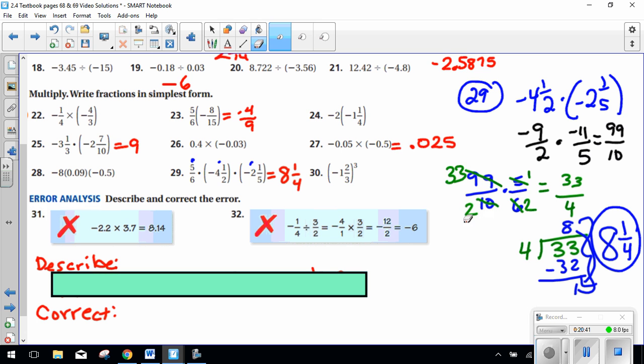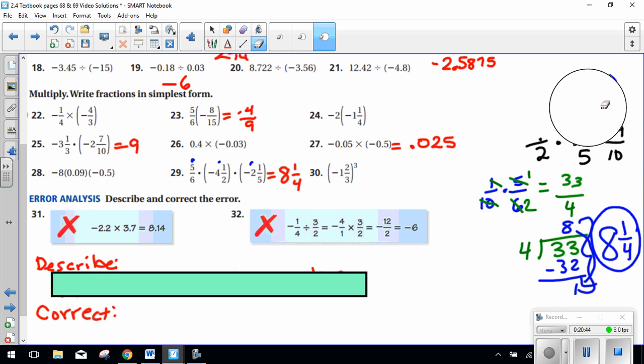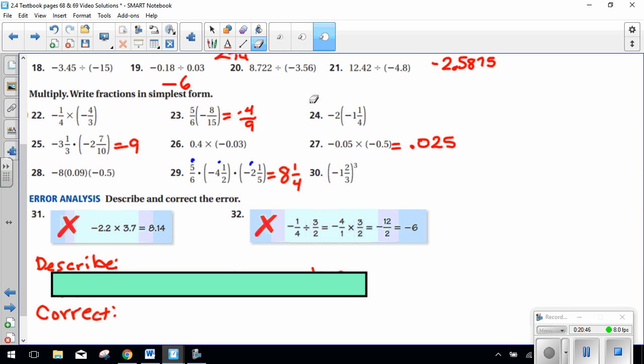We're now going to move on to 31. Okay, describe and correct the error. So when we look at this, there's no way of knowing if that number is right or wrong. So we're going to come over here just like we've done in the past, and we always do the correct part first. So this is the correct.